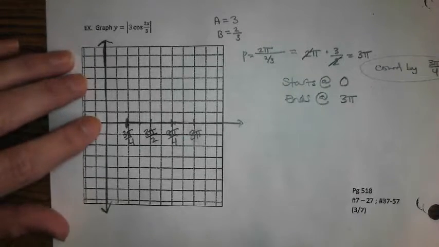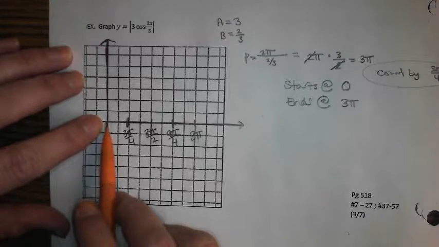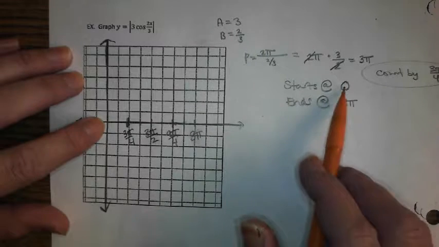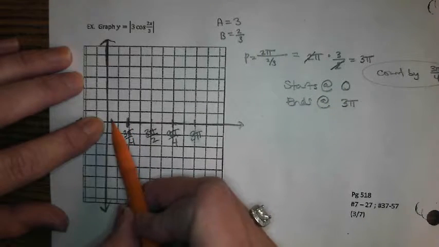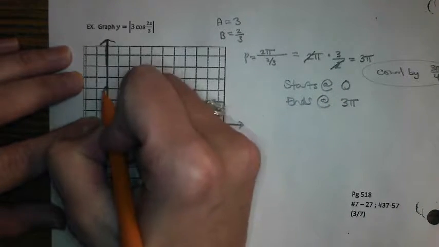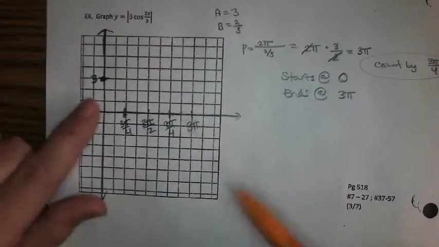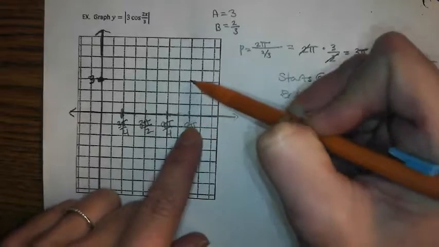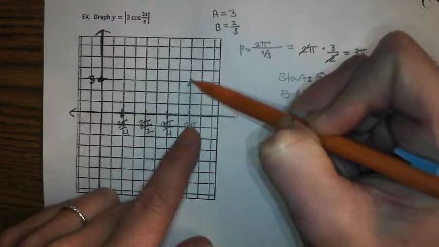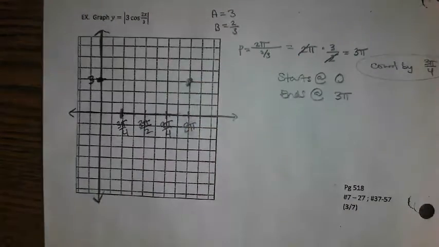So when I start my cosine cycle, which starts at a maximum at 0 as my x-coordinate, what's my y-coordinate? 3. I'll just keep this traditional. I'll call that 3. And it's going to end at 3 pi, also at a maximum. So that's why, first of all, I like to go starts at, ends at, because then I can go halfway in between those for the minimum.